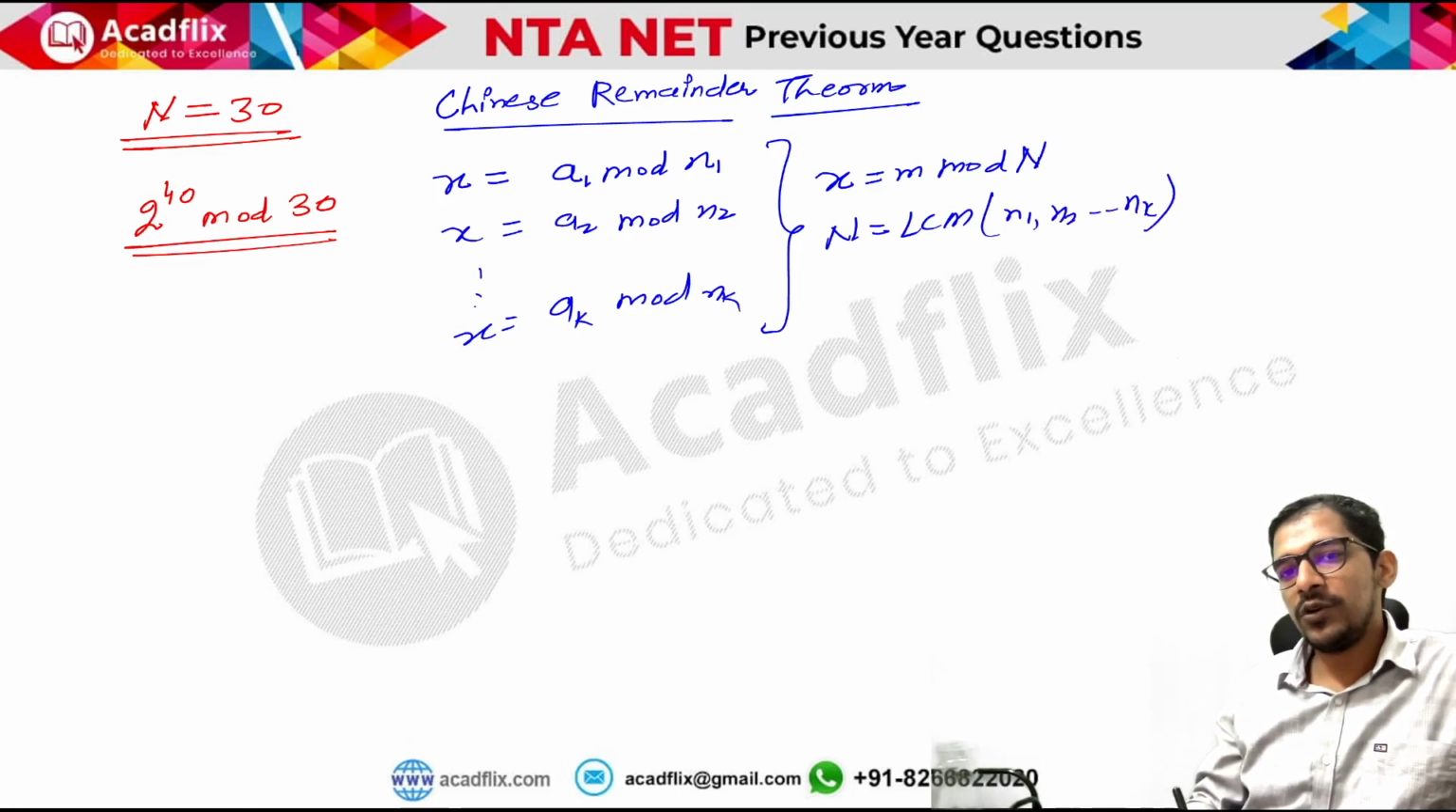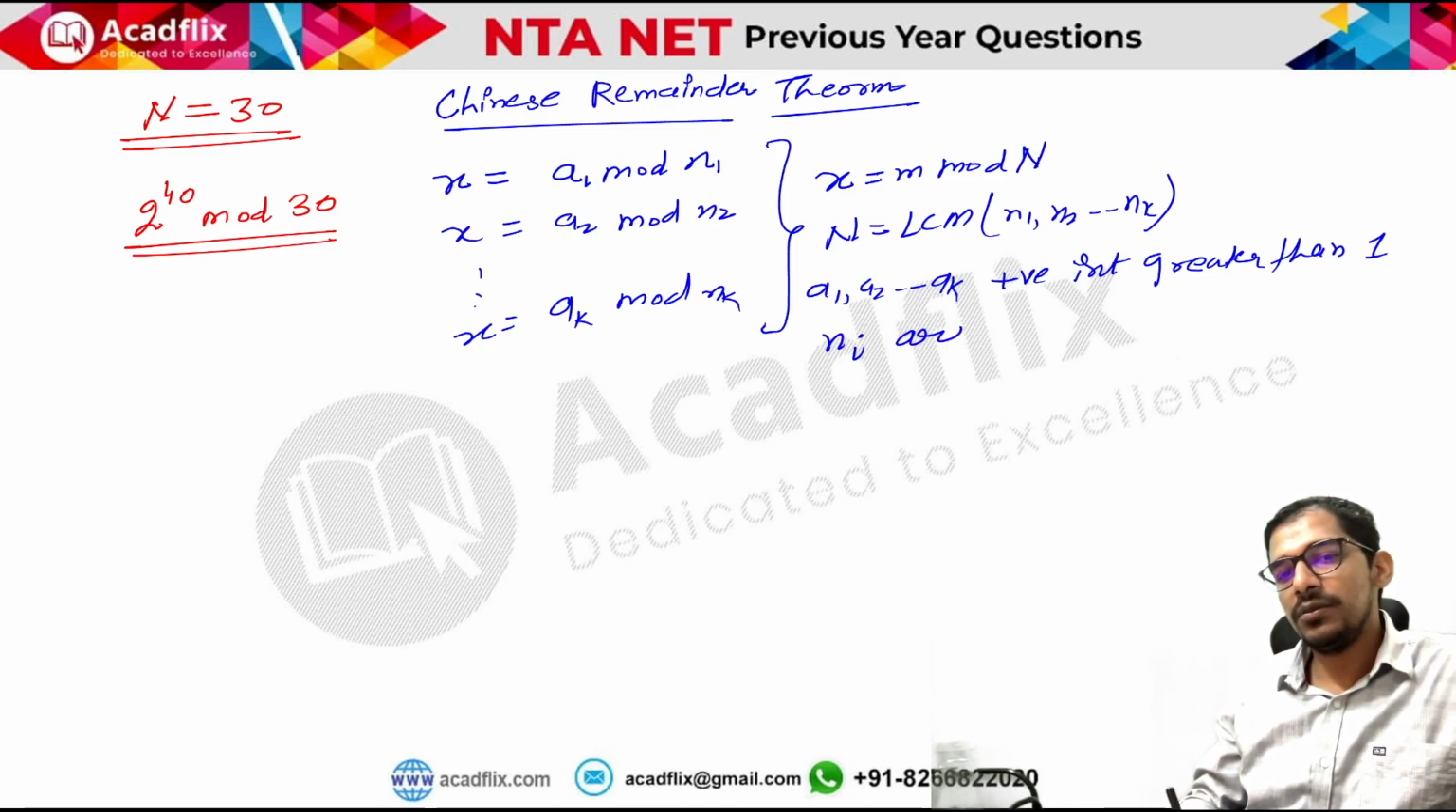One more thing to remember here is that all these a1, a2, ak must be positive integers greater than 1. That means it is true only for 2 onwards. And all these ni's, that is n1, n2, nk, must be pairwise co-prime. Pairwise co-prime means that if you take any pair of these numbers, their only common divisor should be 1 or the number itself.